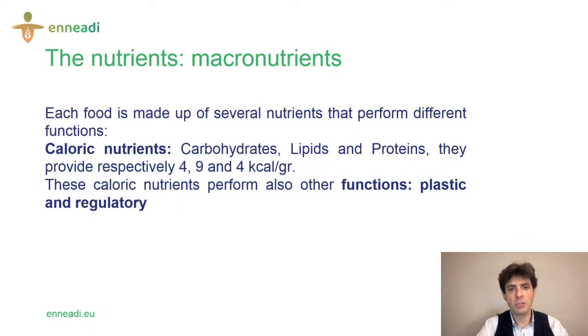The caloric nutrients have more functions besides the energetic one. They also have a plastic and a regulatory function. Plastic function means they participate in the construction and the structure of every tissue, and the regulatory or signaling function is the function by which the body communicates and transfers information from one tissue, one cell, to another one.